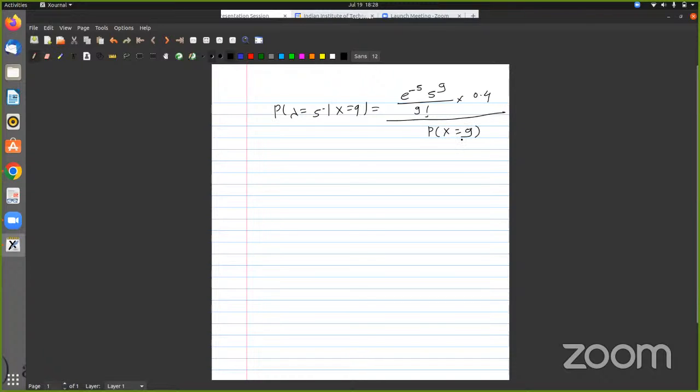This was the first equation, right? Yes, sir. Provided that lambda equals 7, given that x equals 9, it is e to the power minus 7, times 7 to the power 9, divided by 9 factorial, into 0.6, divided by the probability that x equals 9, correct?